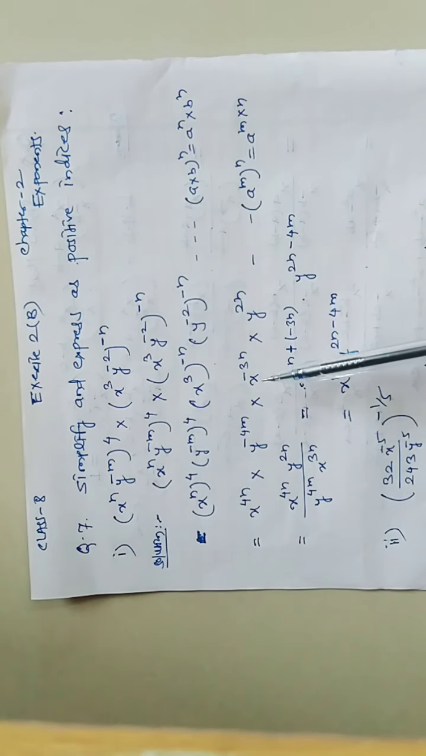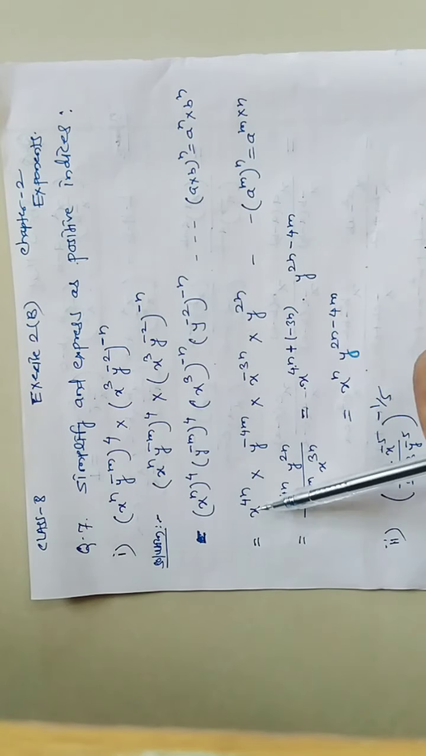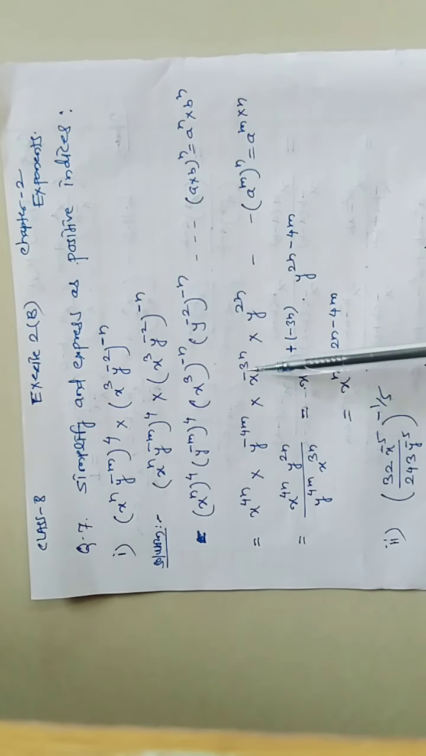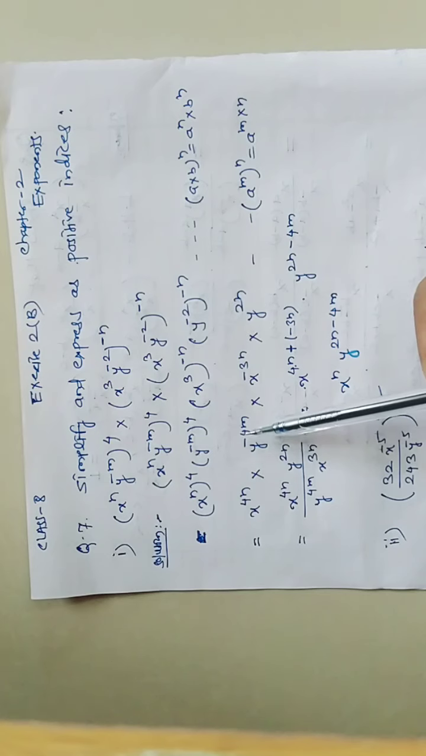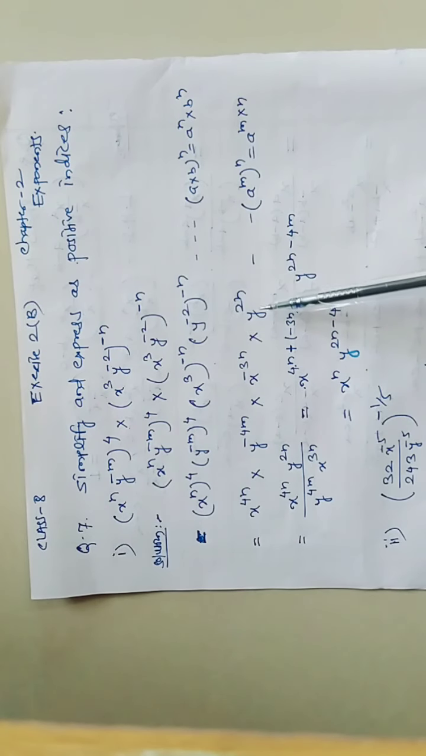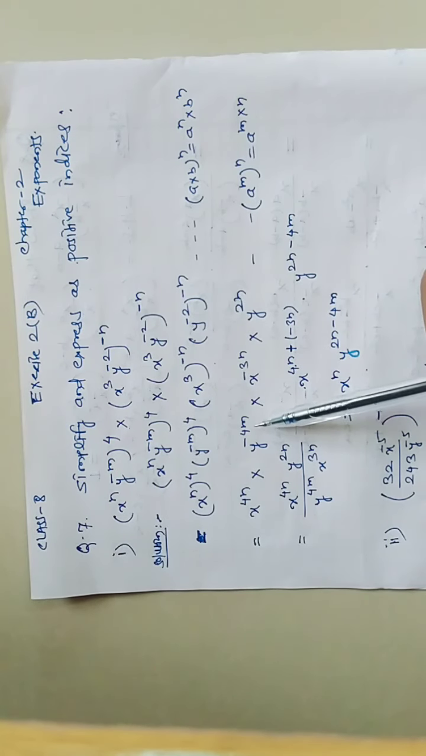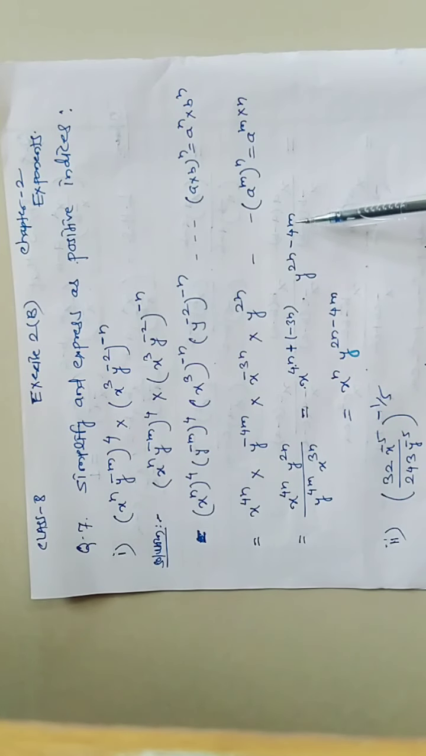So now see, here x raised to the power 4n, here x raised to the power minus 3n, the bases are same, so we can do the addition of indices. So x raised to the power 4n plus, in brackets, minus 3n. Now y raised to the power minus 4m, y raised to the power 2n, the bases are same, so we can add these indices, which is y raised to 2n minus 4m. So 4n minus 3n gives x raised to n, and y raised to 2n minus 4m.